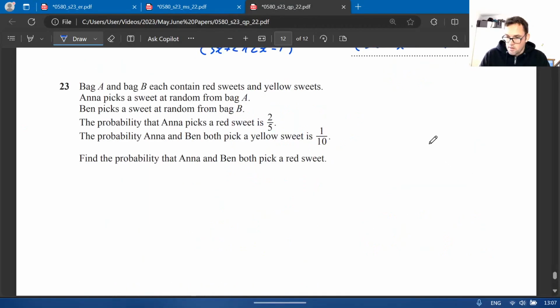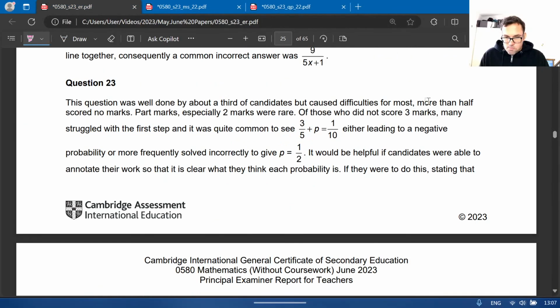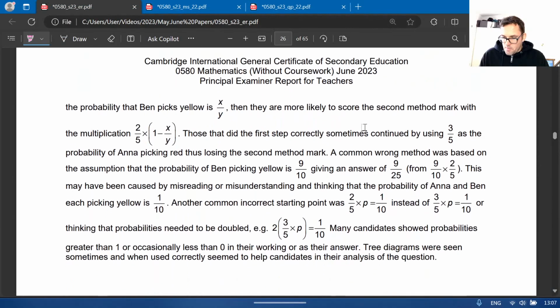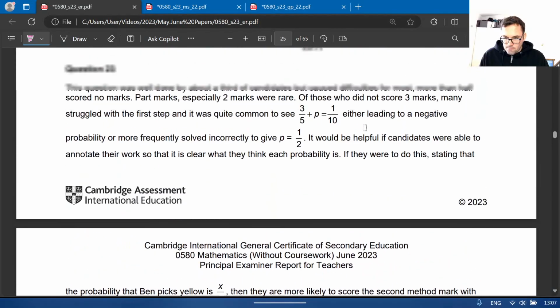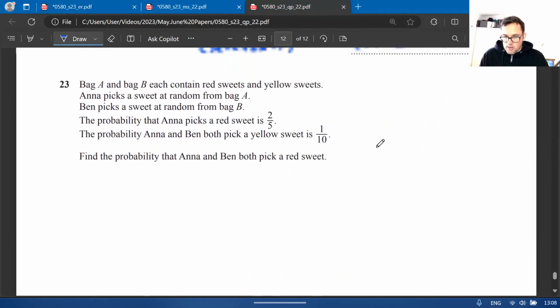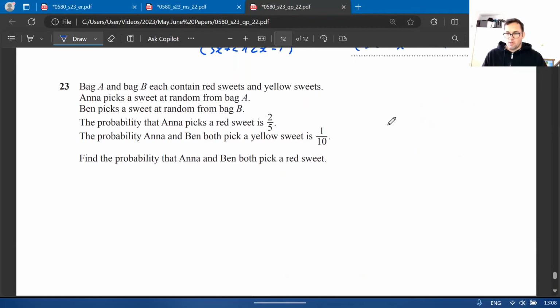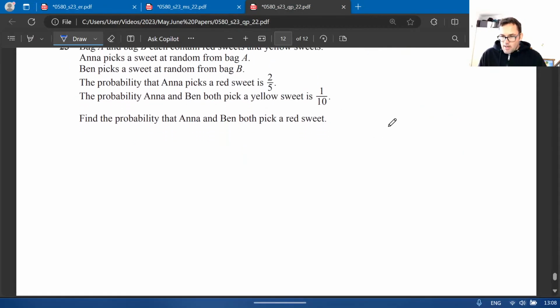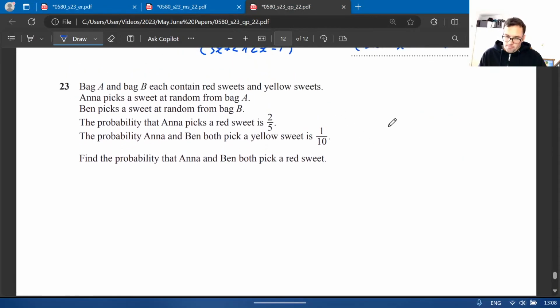Question 23. Before we start, just note, yeah, this being the last question on the paper, they probably try to make it the hardest. More than half of everybody scored nothing. Okay, so it is a challenge, but we're ready for it. You can do it. And I would prefer to do a tree diagram for this one.